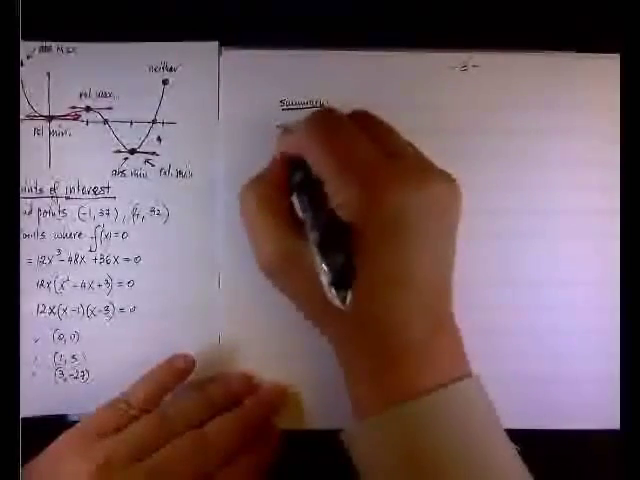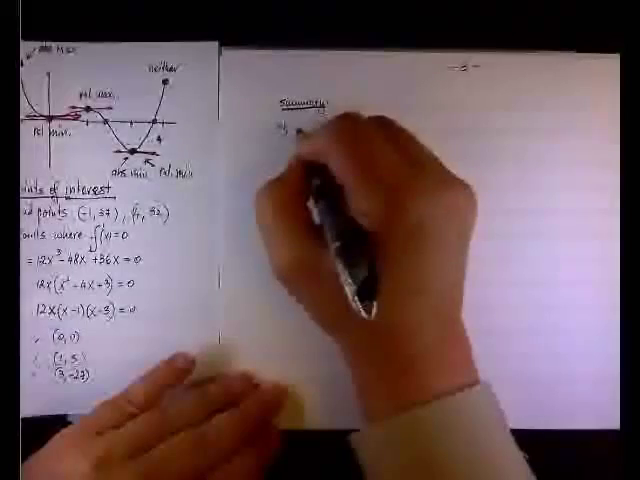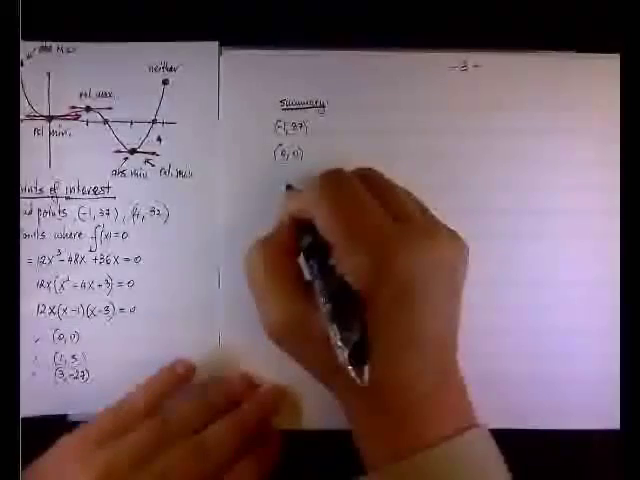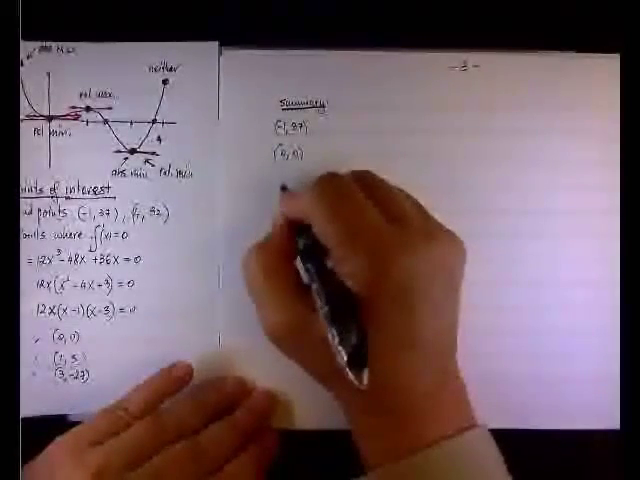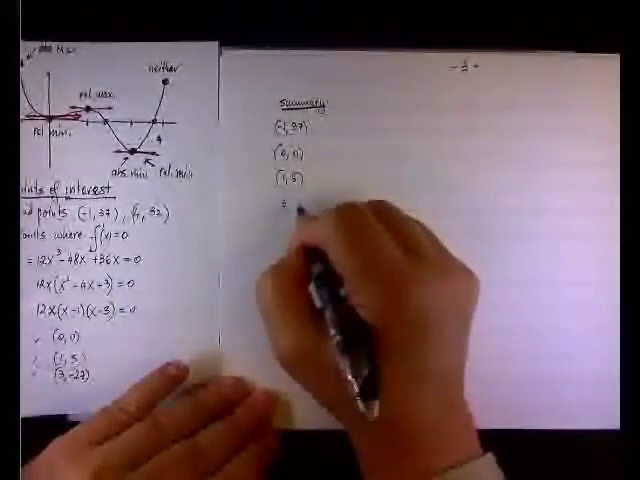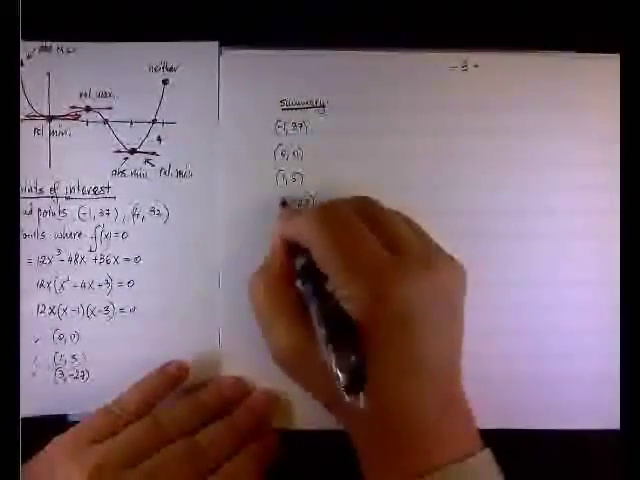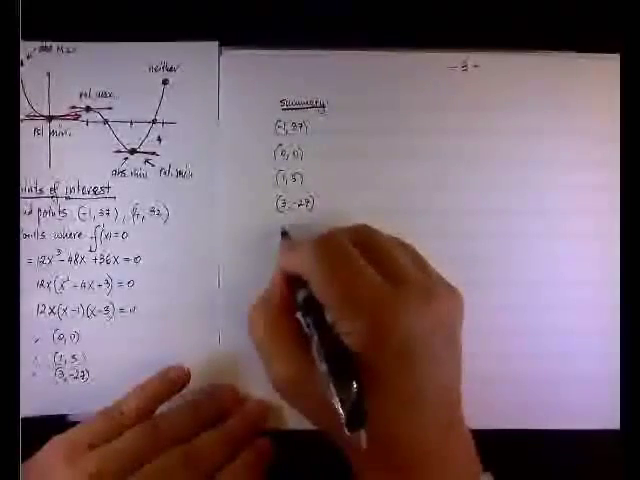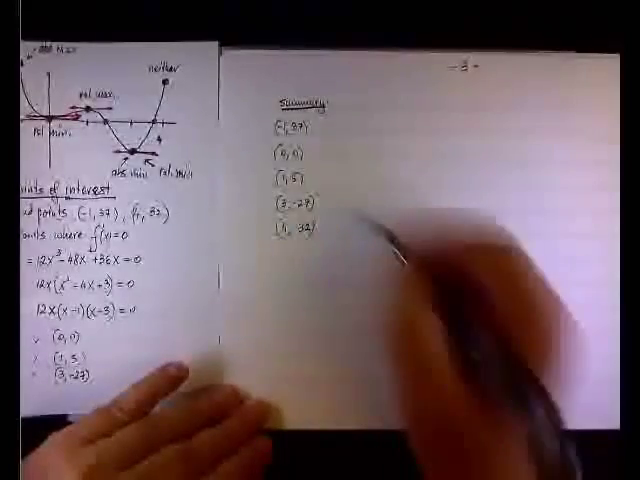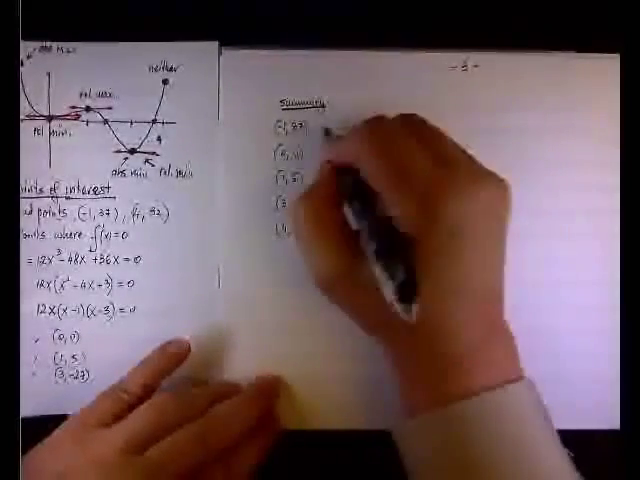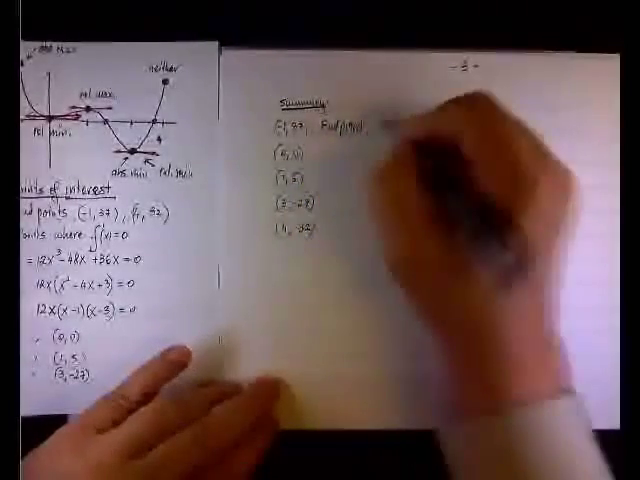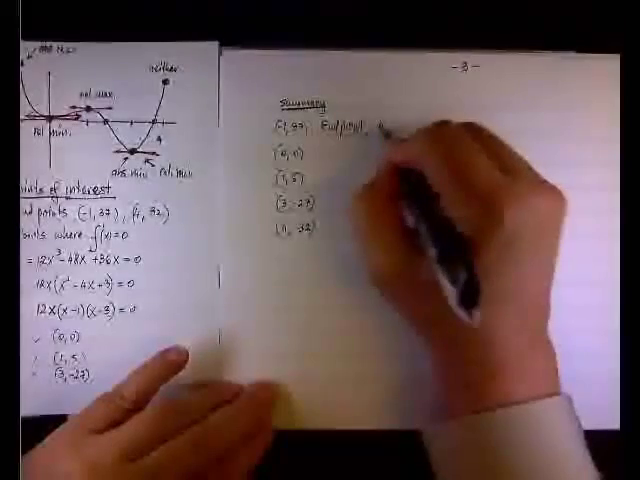We have negative 1 and 37, and then we have 0, 0. We have 1 and 5. We have 3 and negative 27. And we have finally the endpoint 4 and 32. And we're going to say here, this is an endpoint, and the endpoint is also an absolute maximum.